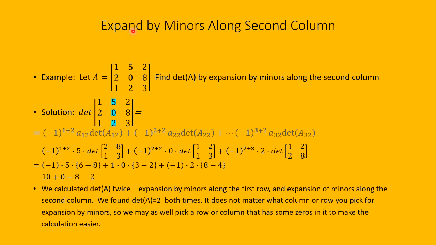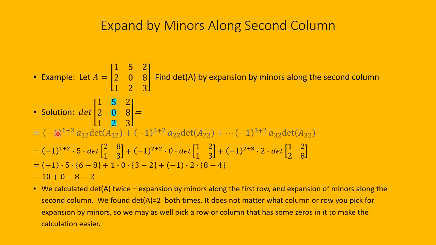Let's find the determinant of this same matrix a different way. Let's expand by minors along the second column. So here's the same matrix. We're going to find the determinant by expanding along this second column. So let's see. We're going to have three terms once again in our expansion. The first one is based on this element right here. This is the 1,2 element.